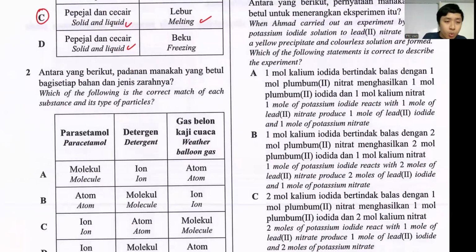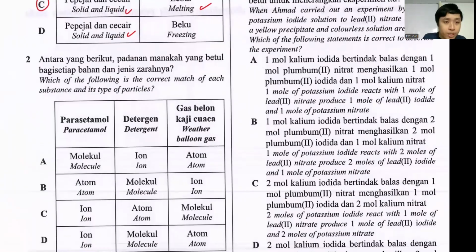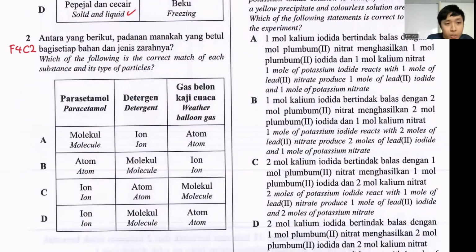And then we have question 2. Which of the following is the correct match of each substance and its type of particles? This one is also Form 4, Chapter 2. We have paracetamol, detergent, and weather balloon gas. Paracetamol is a kind of medicine, which you will learn in Form 5, Chapter 5, in 5.4 Modern Medicine. Normally you know this is a molecule. Even like vitamin C, paracetamol, all of these are molecules.